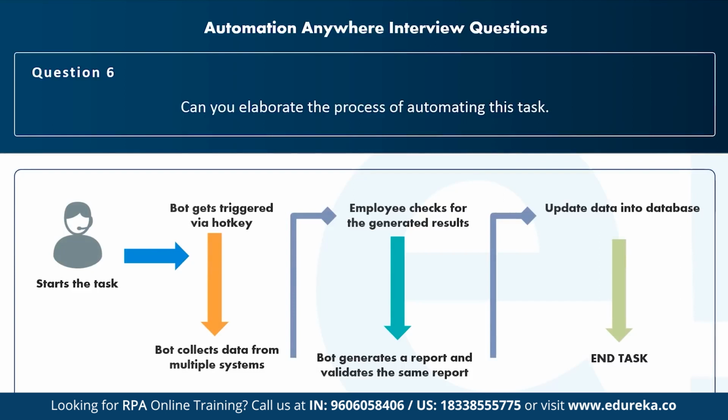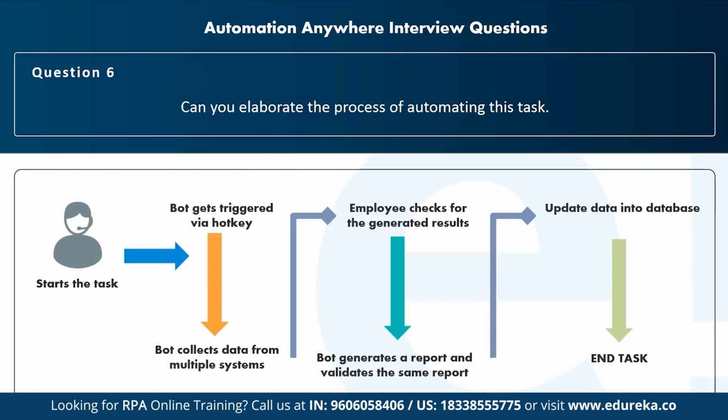Well, the process of automating this task is really simple, as you can see on my screen. An employee can trigger a bot via hotkey to collect data from multiple systems. Then the employee can check for the generated results and then finally generate a report. After validating the report, you can update the data into the database and this will end your task, right? So this is a basic process of how you can automate this task.